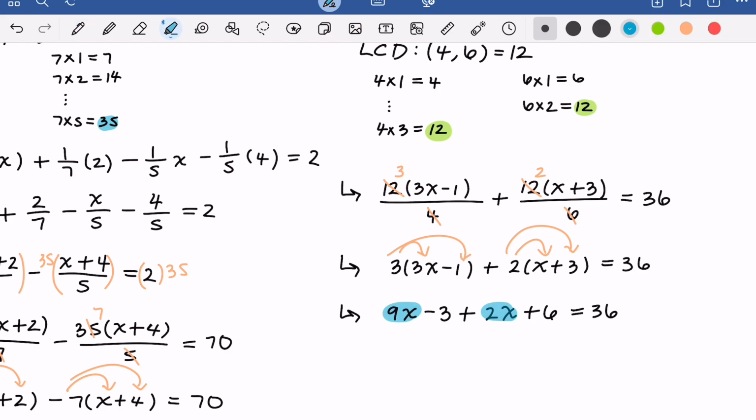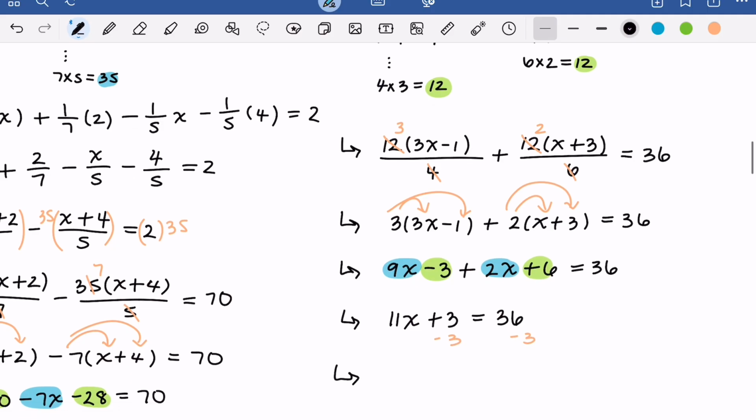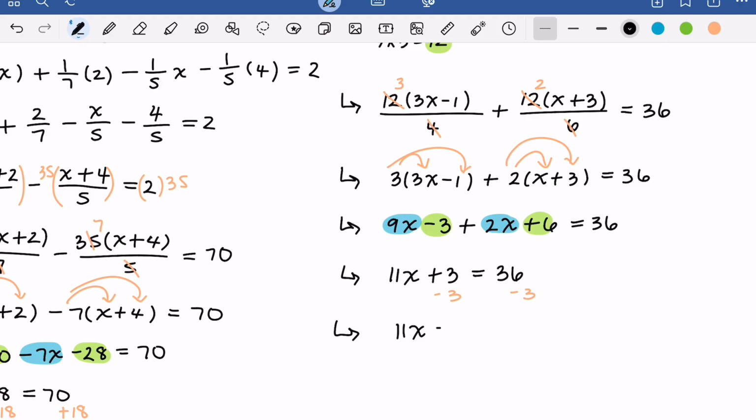We have a 9x and we're adding two more x's to that. So that'll give us 11x total. And then we have a -3 and a +6. So this is going to give us a +3 is equal to 36. Let's keep isolating our variable x. So we're going to subtract 3 on both sides. That'll give us 11x is equal to 33.